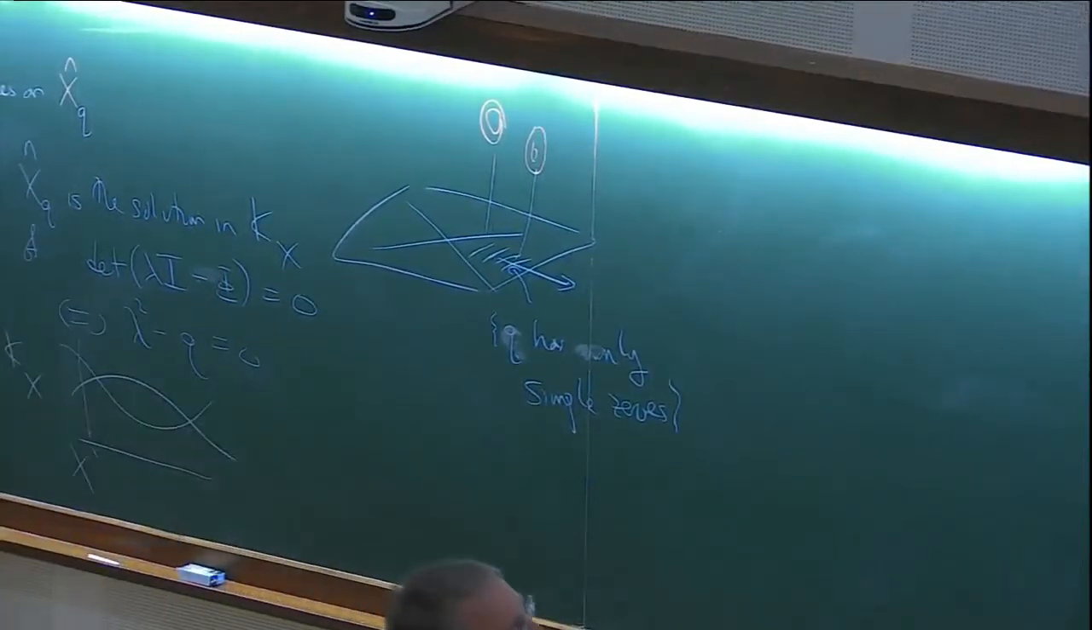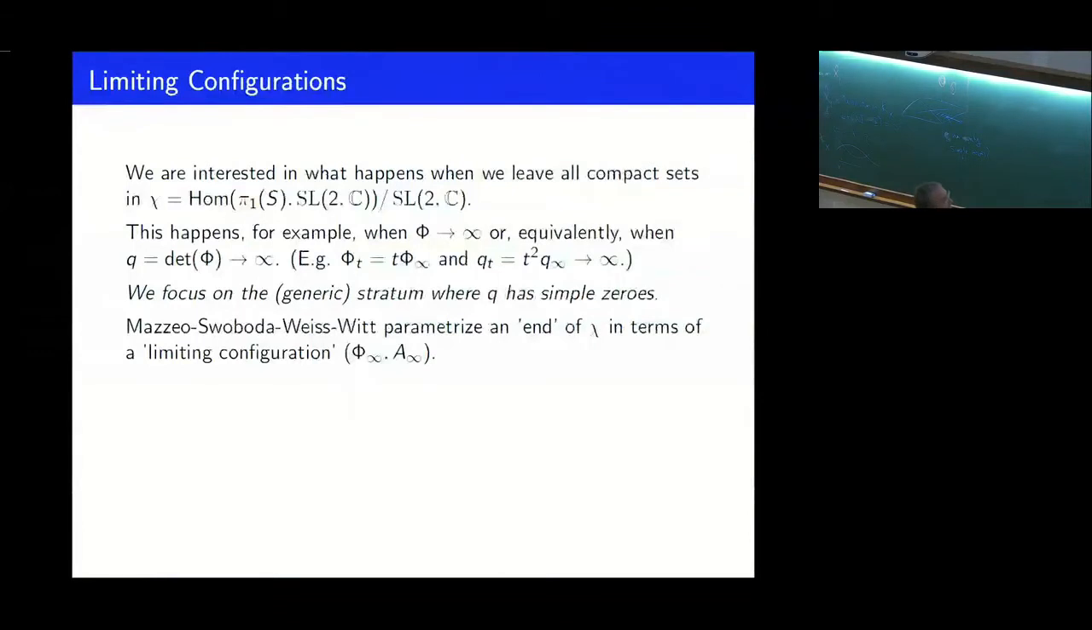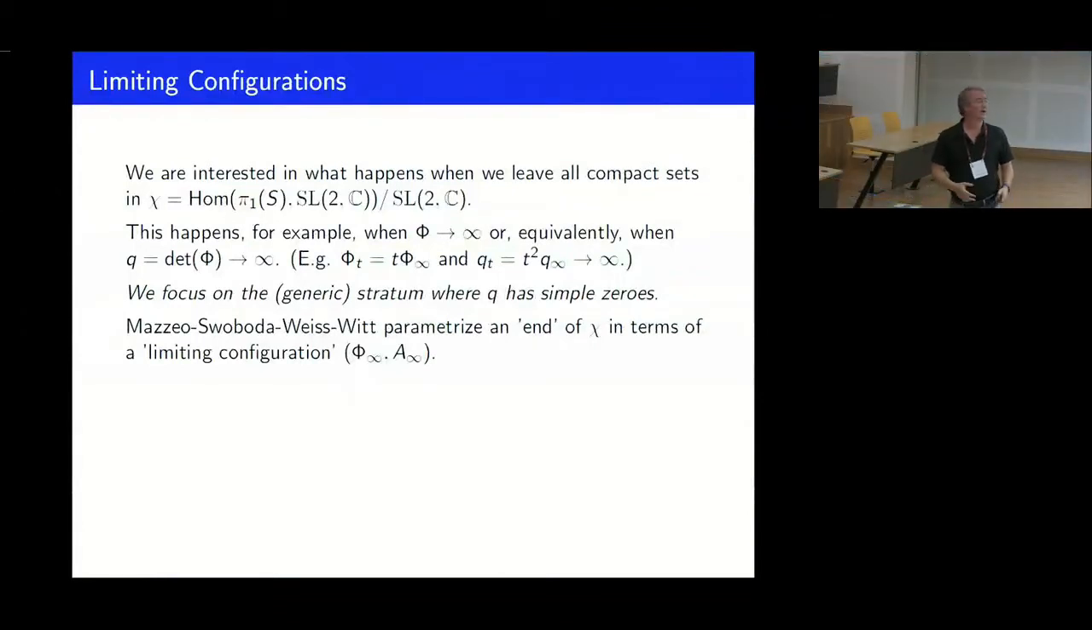All right, so these four authors, Mazzeo, Swoboda, Weiss, and Witt, parameterize an end of the character variety for this portion in terms of what they call a limiting configuration. The limiting configuration has two bits. It has a limiting Higgs field, and it has a limiting singular connection. Remember, our harmonic maps gave us a connection, a unitary connection d plus A, a connection matrix A. We're going to get out of this some singular connection A infinity. Throughout this, remember that we are leaving all compact sets in the character variety. Things are degenerating, so I have to have reflections of that sort of degeneration somewhere.